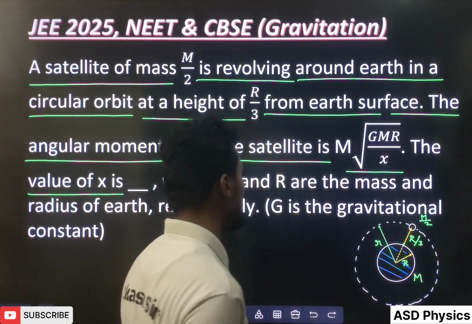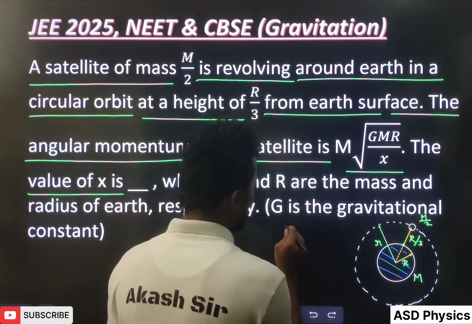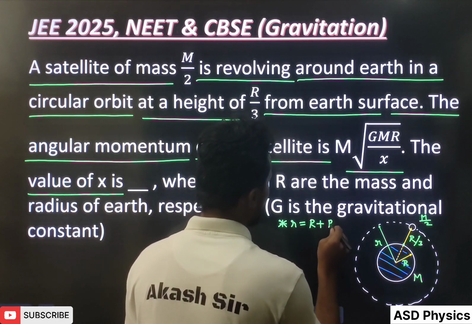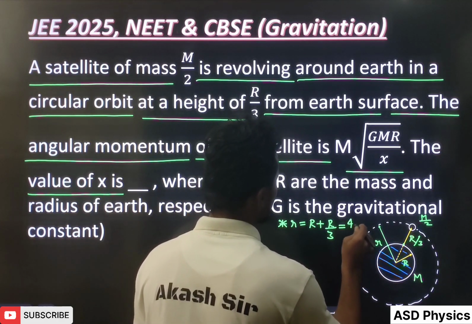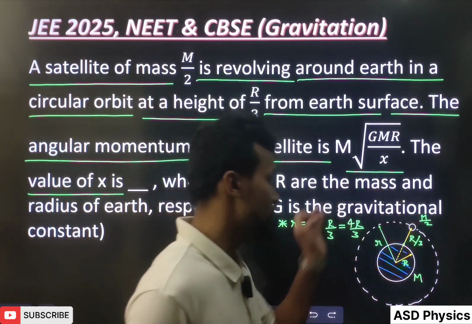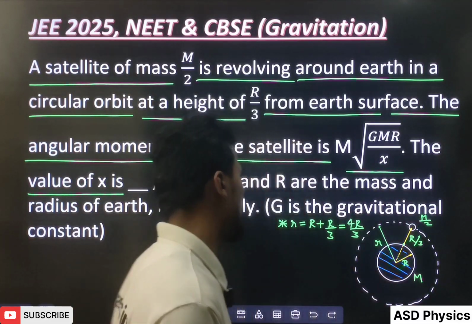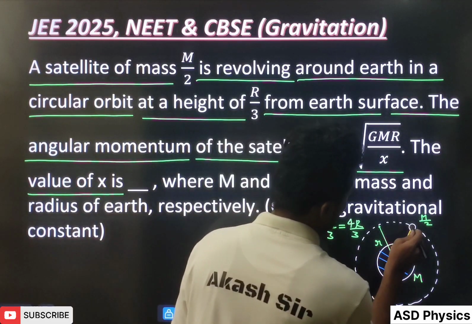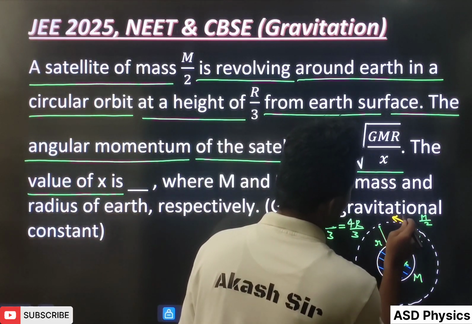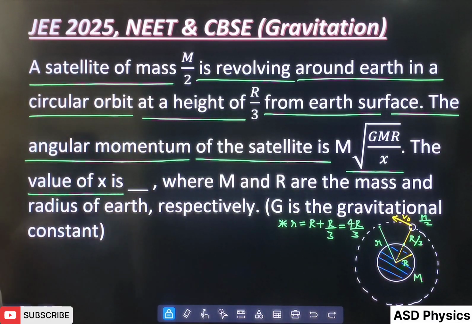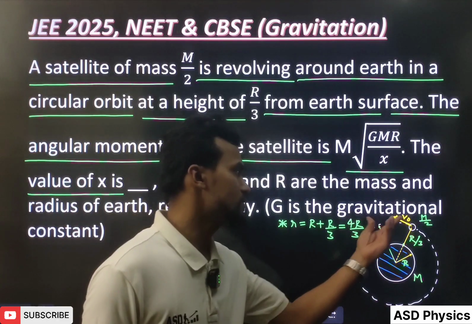So the distance of the satellite orbit from the center of the Earth, let's take this as small r. This small r value will be r plus r/3, that means 4r/3. That is the orbital radius of the satellite. Now let's take this satellite is revolving with the speed v0, which is called the orbital velocity v0. So all this data we know.